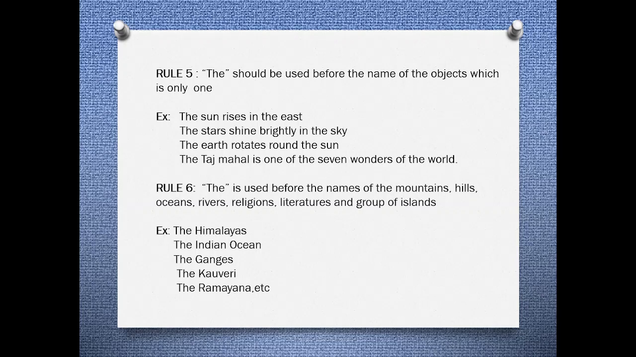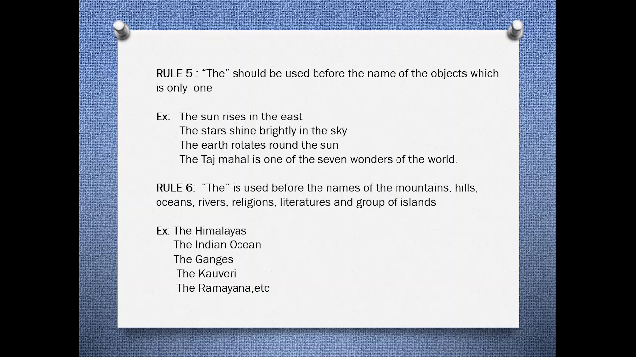The earth rotates round the sun. These are all universal truths. And there is only one. There are not many suns. Only one sun is there. So the Taj Mahal is one of the seven wonders of the world. So if you look at these sentences, in most of them the is used repeatedly. It is being used because you are talking about something which is universal.